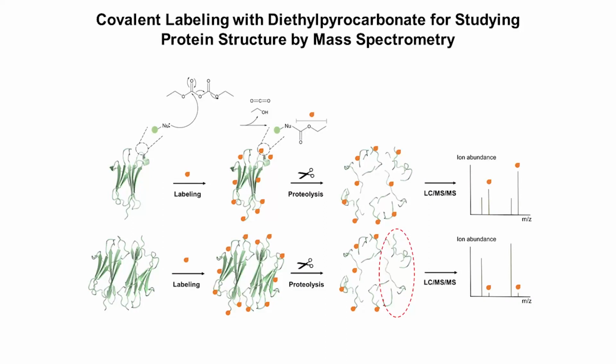with mass spec detection. DEPC is a highly electrophilic molecule capable of labeling up to 30% of the residues in the average protein, thereby providing excellent structural resolution. DEPC has been successfully used together with mass spec to obtain structural information for many different proteins.